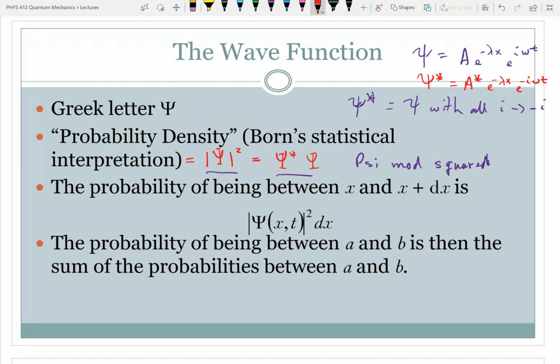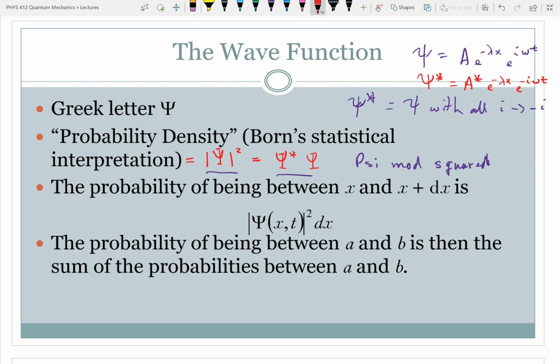And the reason for that is when you take the complex conjugate times the original function, you're always going to have a real result, no complex anymore. And it tells you the magnitude squared. Of course, you square root it and you get the magnitude. So Born called that the probability density, because it's the probability per unit something.